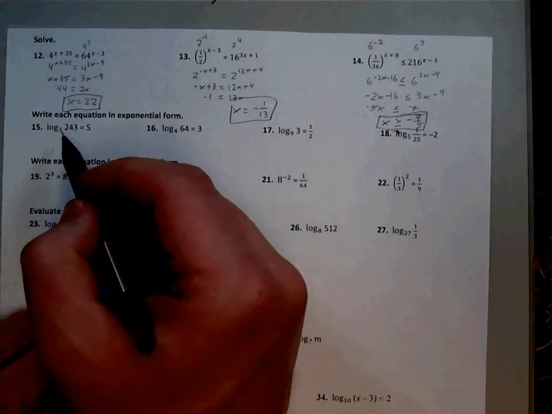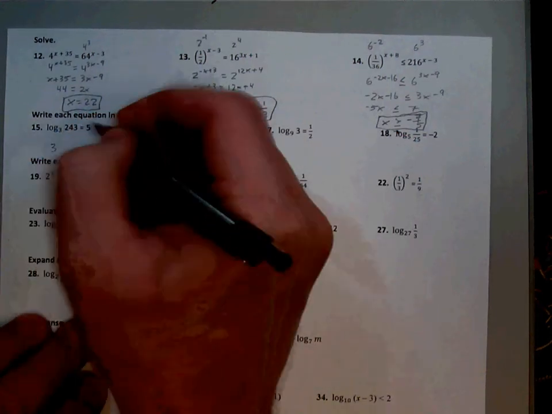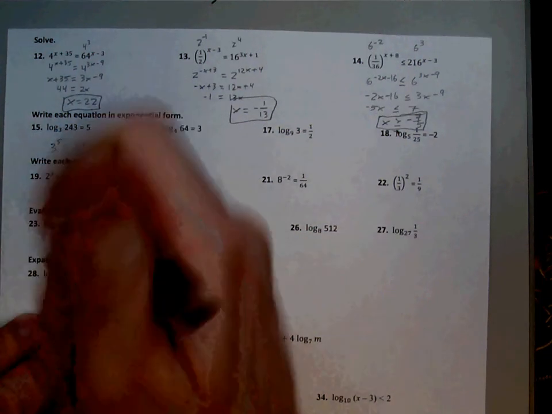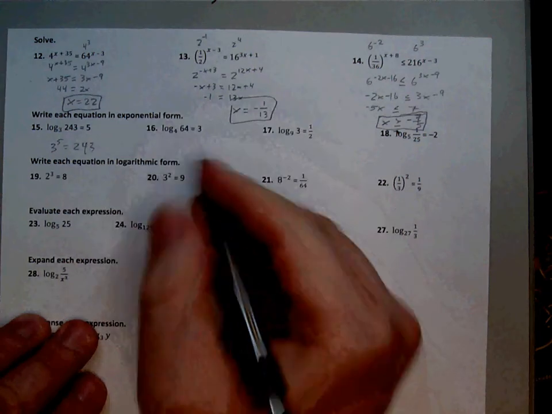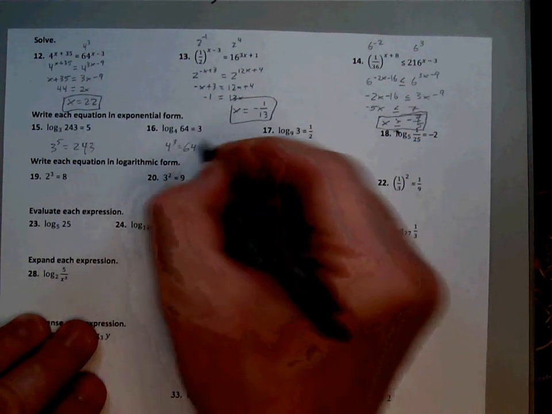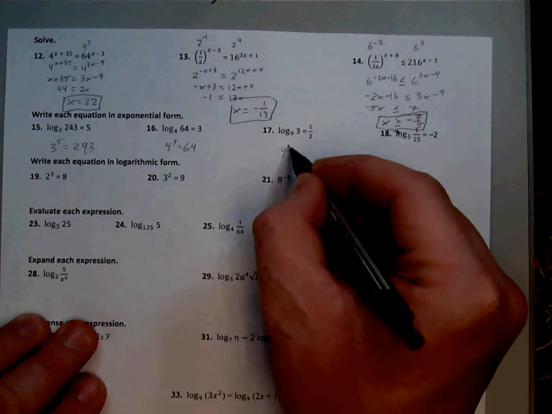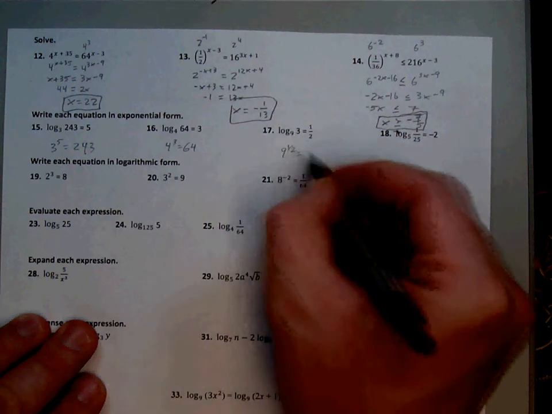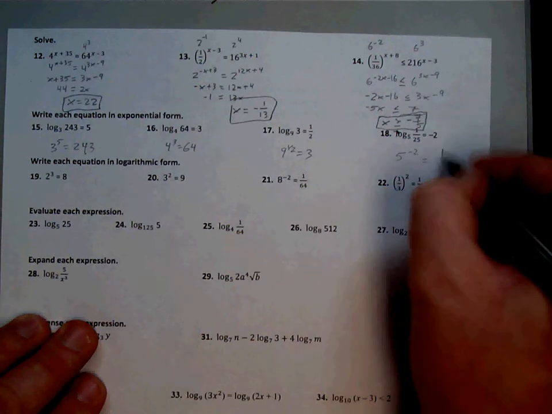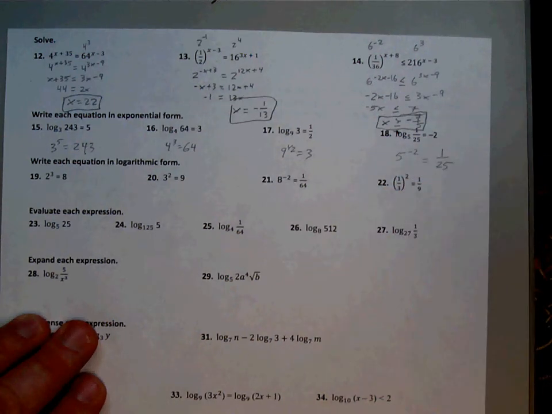Number 15, rewrite 3 to the 5th equals 243. Number 16, 4 to the 3rd equals 64. 17, 9 to the 1/2 equals 3. 18, 5 to the negative 2nd equals 1/25. I just wanted you to rewrite those.